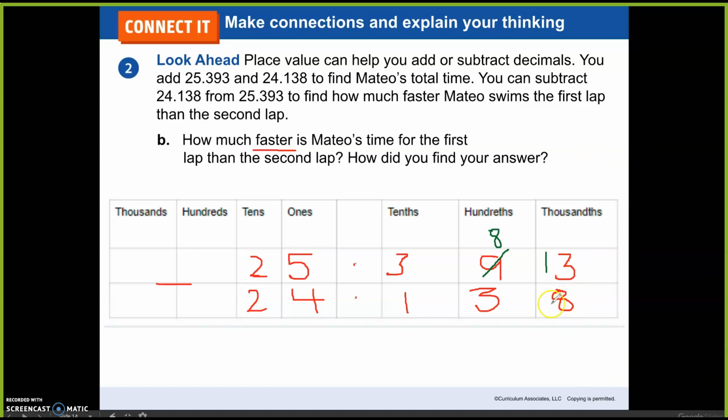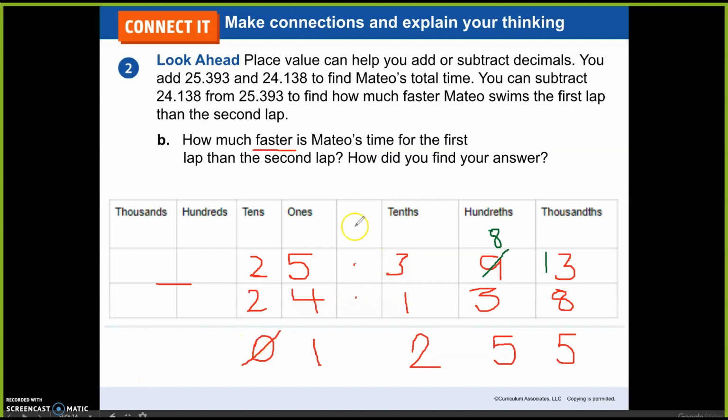So 13 minus 8 is 5. Bam. 8 minus 3 is 5. One more time. 3 minus 1 is 2. 5 minus 4 is 1. And then 2 minus 2 is 0. We don't have to write the 0, but we can, just to show that we are complete. So we can just do that, but we don't have to write 0.